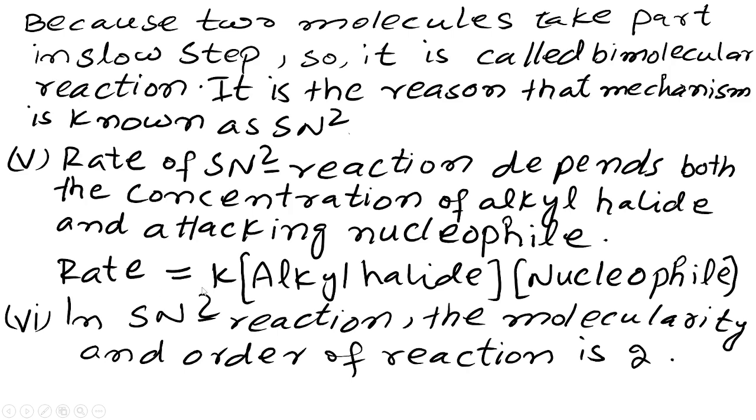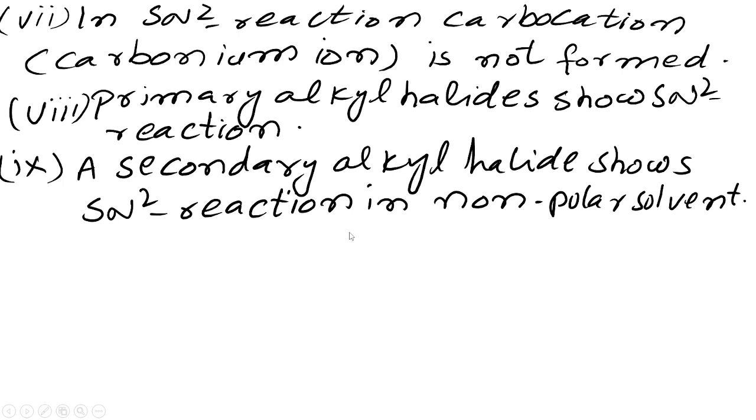Point number 5, the rate of an SN2 reaction depends both on the concentration of alkyl halide and the attacking nucleophile. So rate is equal to k, the rate constant, times the concentration of alkyl halide and the concentration of nucleophile. Point number 6, in SN2 reactions the molecularity and order of reaction is 2. Point number 7, in SN2 reactions carbocations, meaning C plus carbonium ion, are not formed. Point number 8, primary alkyl halide shows SN2 reactions. Point number 9, secondary alkyl halide shows SN2 reactions in nonpolar solvent.